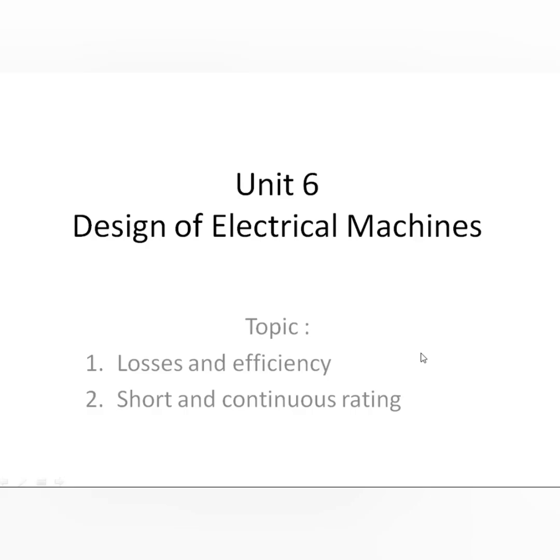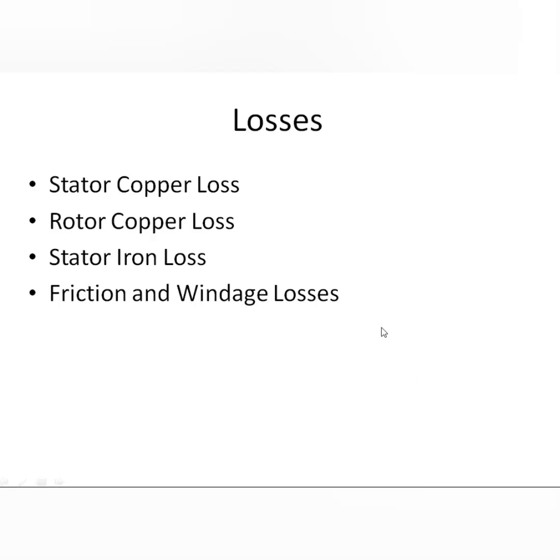Hello friends, today we are going to discuss the topic of losses and efficiency of three-phase induction motor, short and continuous rating of the motor. When three-phase AC supply is given to the motor, it converts this electrical power into mechanical power. The mechanical power obtained at the shaft is always less than the input electrical power. This is due to the fact that the motor has many losses in it.